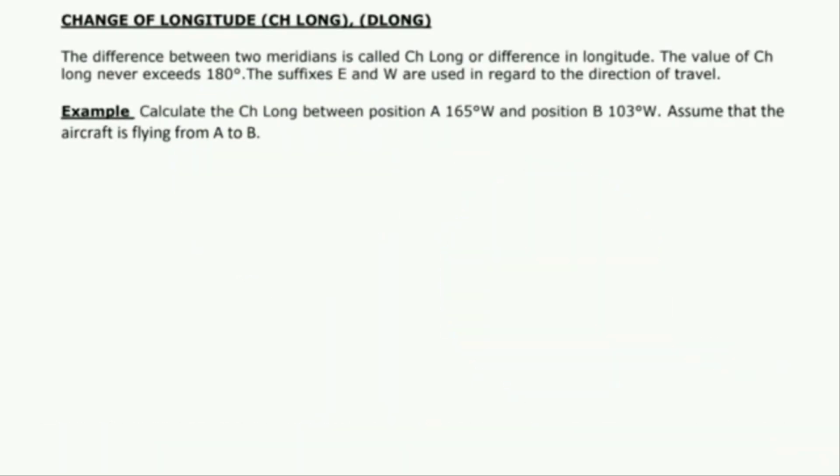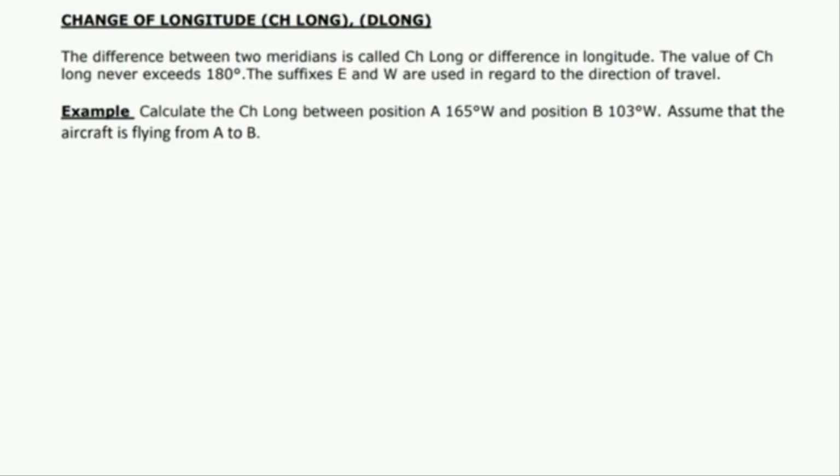Change of longitude, or we also call it D long. The difference between two meridians is called CH long, or difference in longitude. The value of CH long never exceeds 180 degree. The suffix east and west are used in regard to the direction of travel.